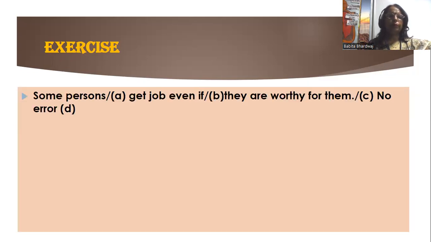And now the next question, some persons get job even if they are worthy for them. So here again with these options, the error lies in the third part of the sentence. Here it is worthy of them, not for them. So for them is incorrect. The correct one will be worthy of them. So the error is there in the third part of the sentence.